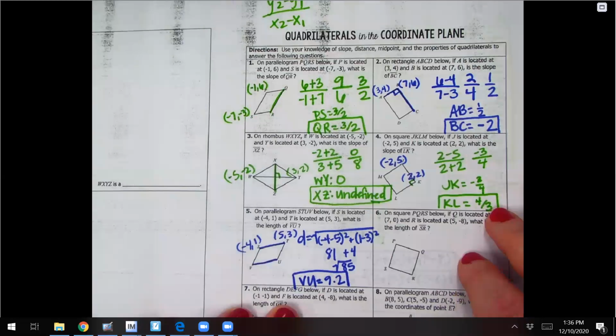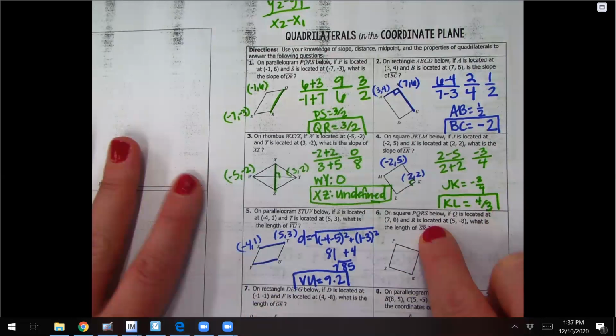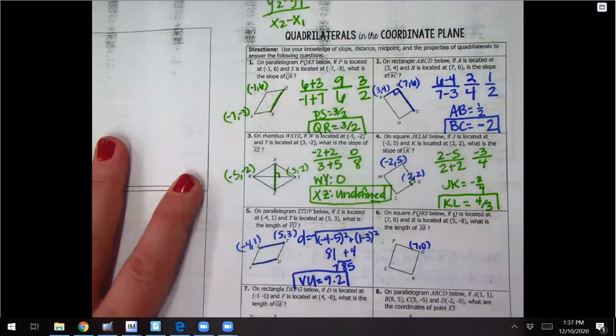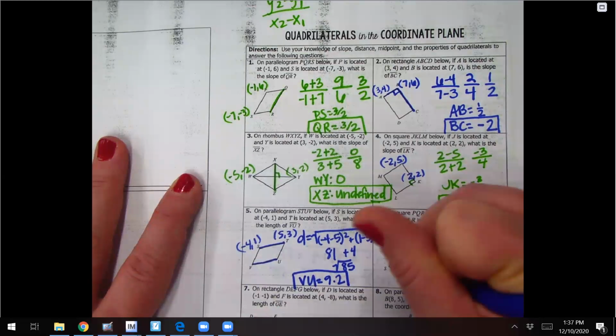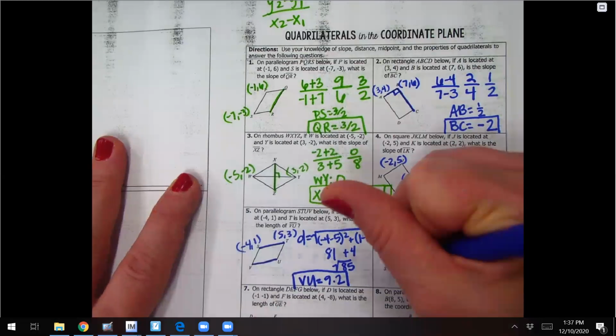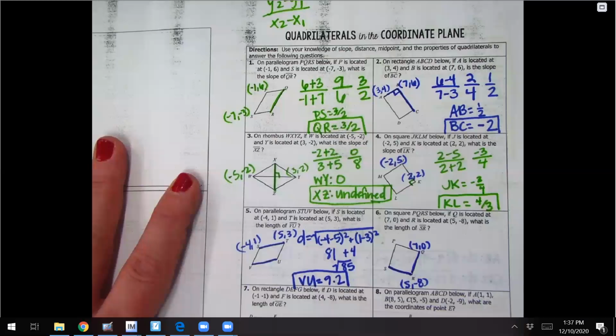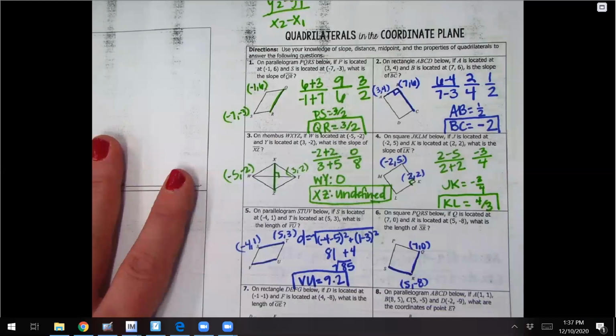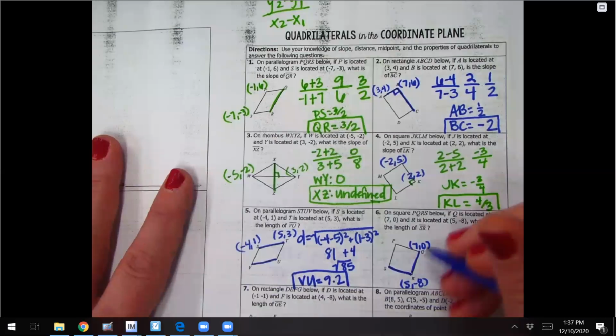On square PRS below, Q is at 7, 0 and R is located at 5, -8. Okay? What is the length of SR? What's the relationship between QR and SR on a square? They are perpendicular, but we're talking about the length. They're the same. It's a square. So we need to find the length. Again, to find the length, do the distance formula. 7 minus 5 squared plus 0 minus -8 squared.